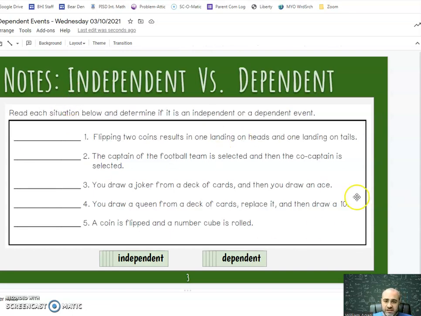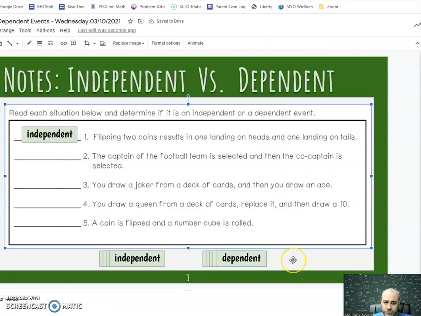So here is a little practice thing to determine if it is independent or dependent. Number 1 says flipping 2 coins results in one landing on heads and one landing on tails. So the first one lands on heads. Does that change what can happen on the second coin? No. Those 2 coins are completely separate from each other. They do not affect or impact each other. They are independent.